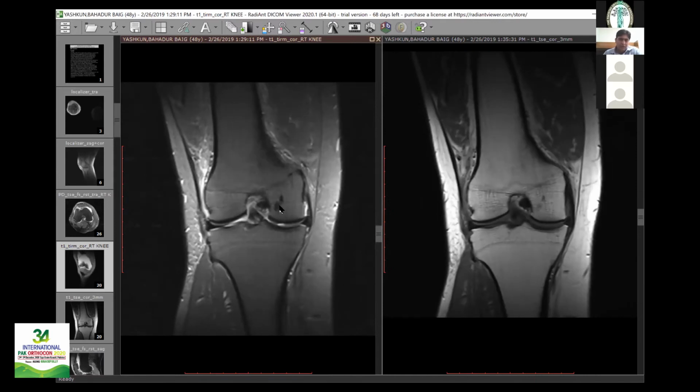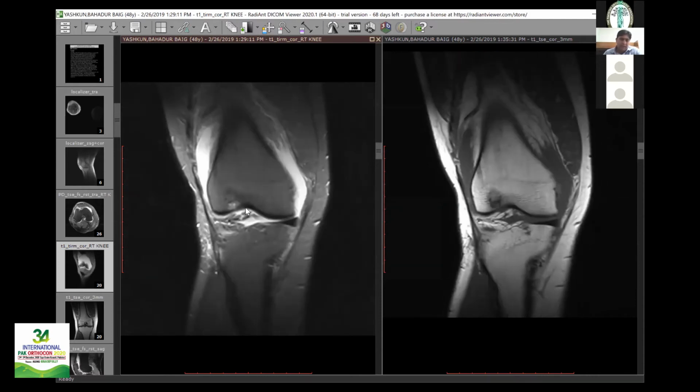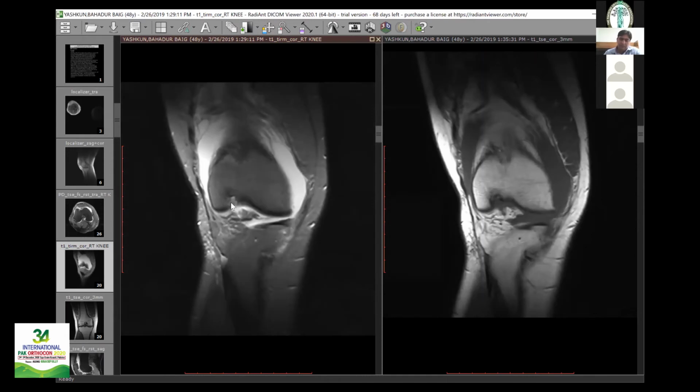So here are these tiny T2 and T1 hypointense foci. So these are small bone islands. As we come anteriorly, here you can appreciate a large T2 hyperintense focus, which is low on T1. So this was a large osteochondral defect. There's some significant loss of the cartilage.